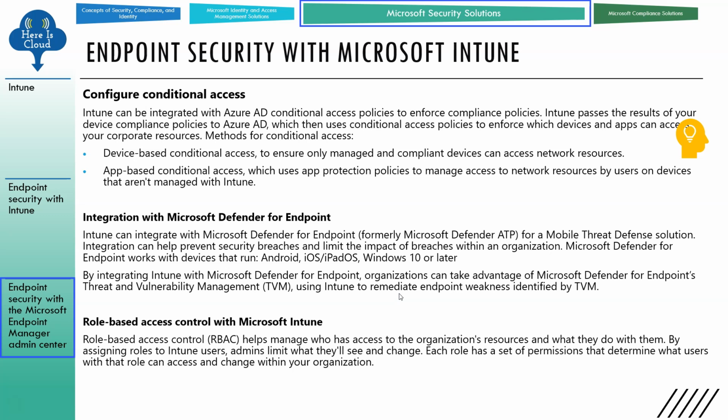And the last one is role-based access control in Microsoft Intune. RBAC, which is a very famous access-based control in Azure, helps manage who has access to organization resources and what they do with them. By assigning roles to Intune users, admins limit what they will see and change. Each role has a set of permissions that determines what users with that role can access and change within your organization. So this is how it can be integrated well with RBAC or Microsoft Defender and conditional access to provide an overall good endpoint solution.